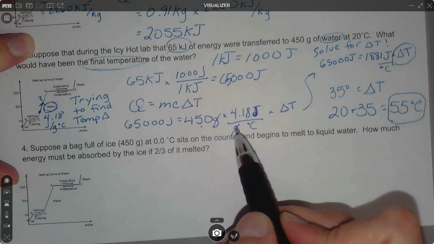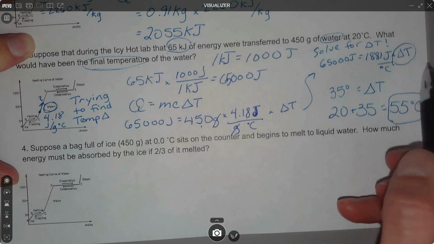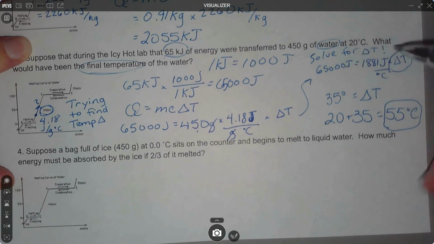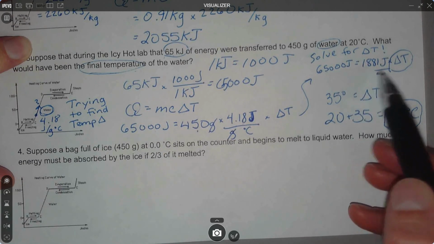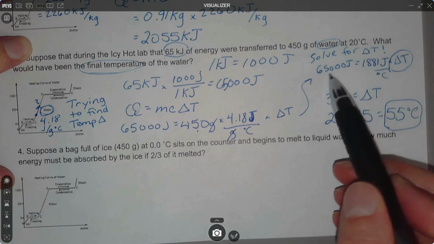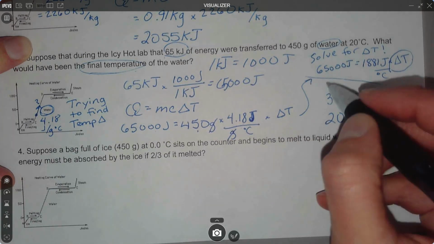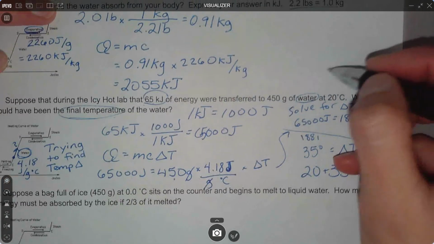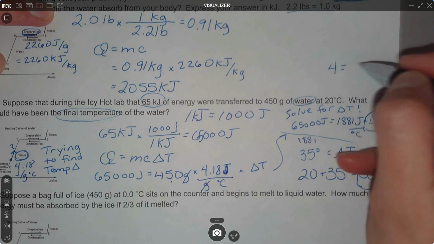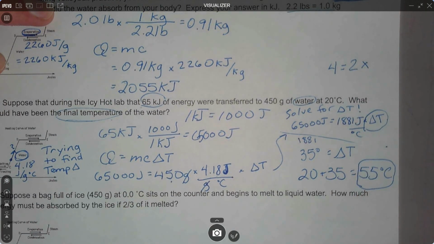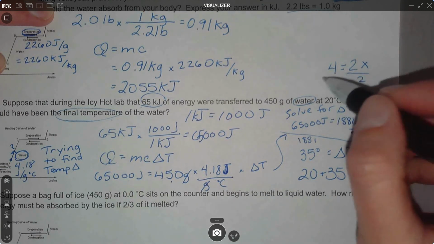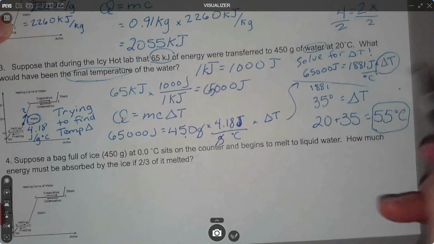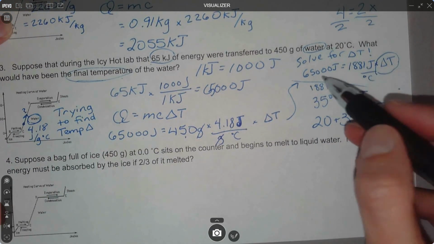And then the next thing that you do is, this is like the same math as 65,000 equals 1881 times delta T. So all I have to do is just take the 65,000, divide this whole thing by 1881. I don't know how your math teachers write this, but you're dividing the whole equation by that. Well, if you had 4 equals 2x, how would you solve that? You would divide by 2. Divide by 2, divide by 2, right? That's what I'm doing here. You divide the whole thing by 1881, and then that's what you got there.